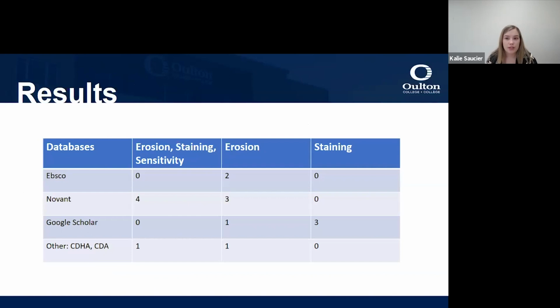So this is just a nice chart to show us where we found our articles. On the left, you can see our databases. We used EBSCO, Novant, Google Scholar, and others like CDHA and CDA. For EBSCO, we found 2 on erosion. Novant, we found 4 on erosion, staining, and sensitivity, and 3 on erosion. Google Scholar, we found 1 on erosion and 3 on staining. And then the others, the CDHA and the CDA, we found 1 on all of them, so erosion, staining, and sensitivity, and 1 on erosion.